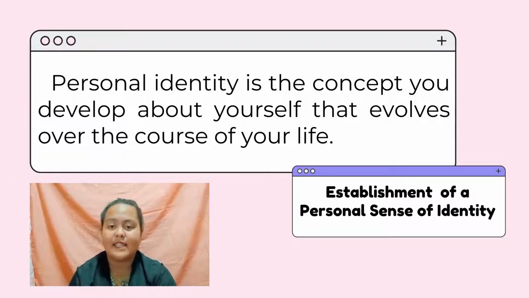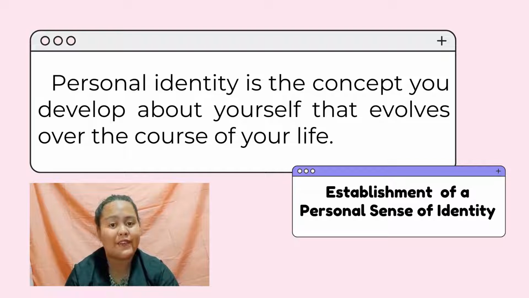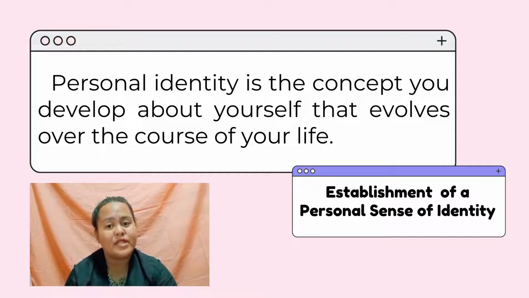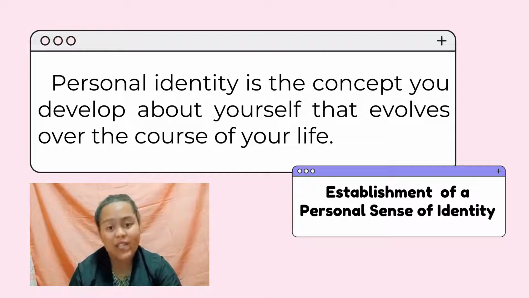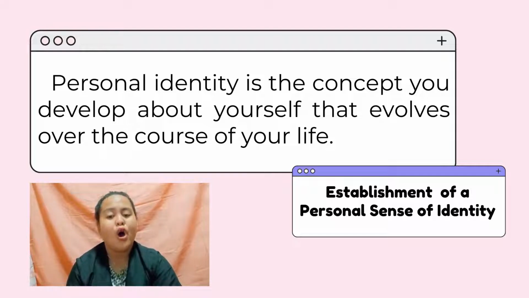Establishment of personal sense and identity. Personal identity is the concept you develop about yourself over the course of your life. This may include aspects of your life that you have no control over, such as where you grow up or the color of your skin, as well as choices you make in life, such as how you spend your time and what you believe. Examples: personality traits, abilities, likes and dislikes, your belief system or moral code, and the things that motivate you. These all contribute to self-image, or your unique identity as a person.